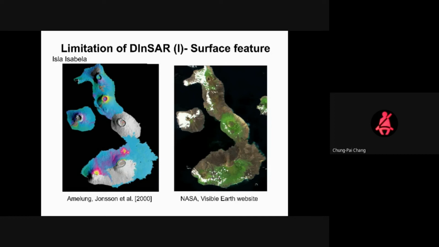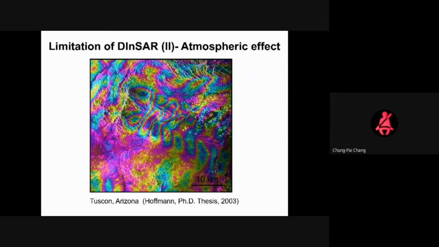For example, you can see this case. This is the interferometric result, and this is the optical image. For the green area, which is covered by vegetation, you can see nothing. Only in the barren area can you see the rock directly and get some result. And for the atmosphere, it is the same.